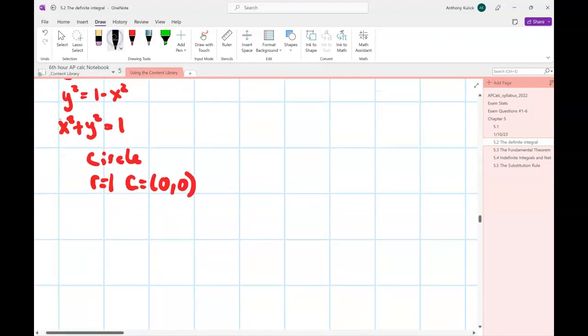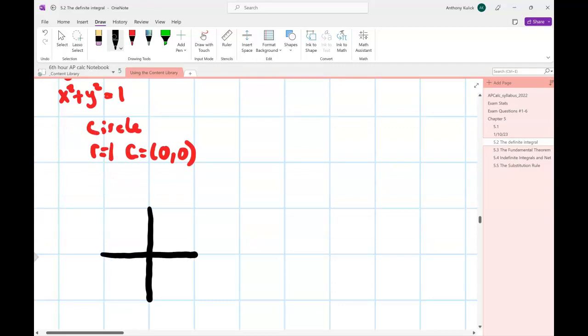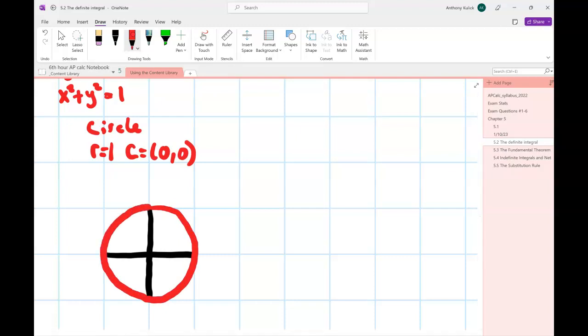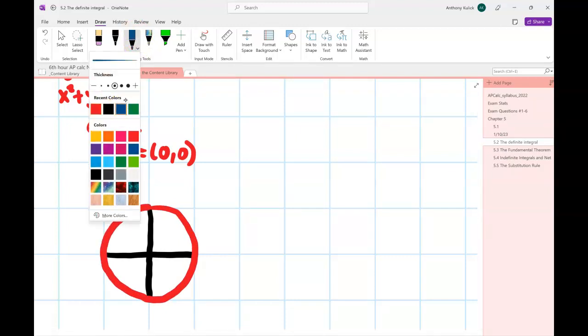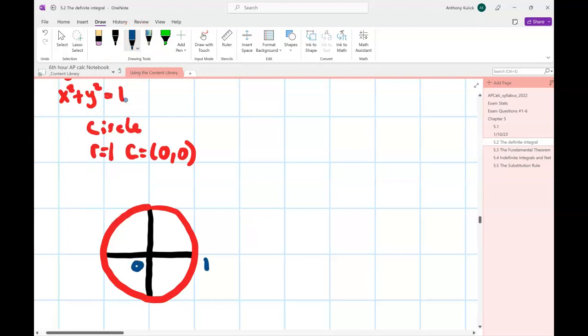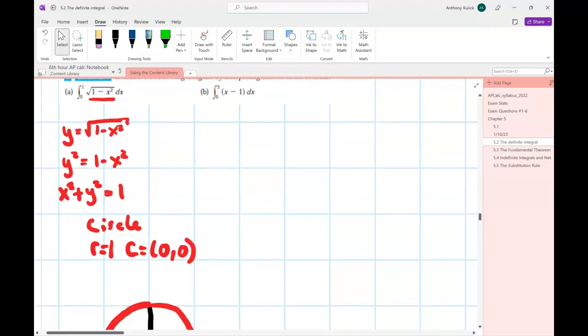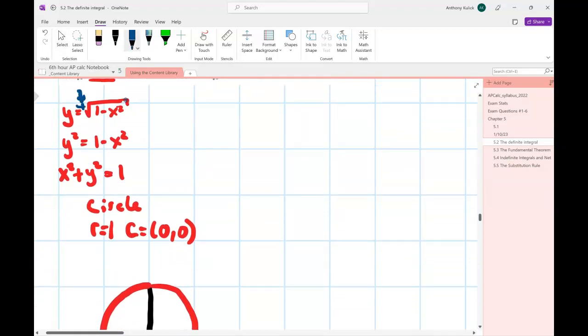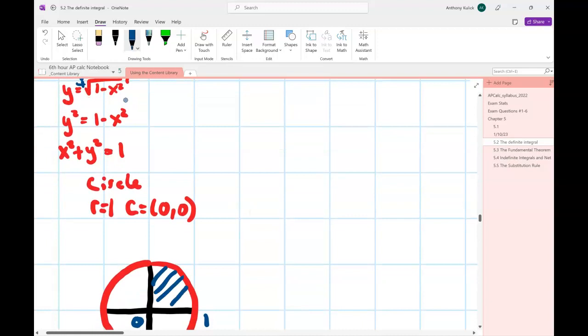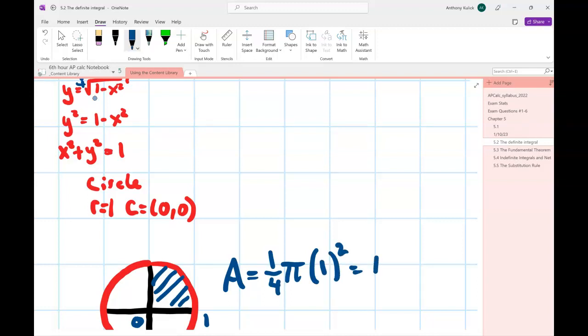So if I think about this from a geometric standpoint, we're looking for the area under the curve from 0 to 1, and I notice that the y has to be positive. So I'm looking for that region. So my area is literally 1/4 pi r squared. Pi over 4, I'm done.